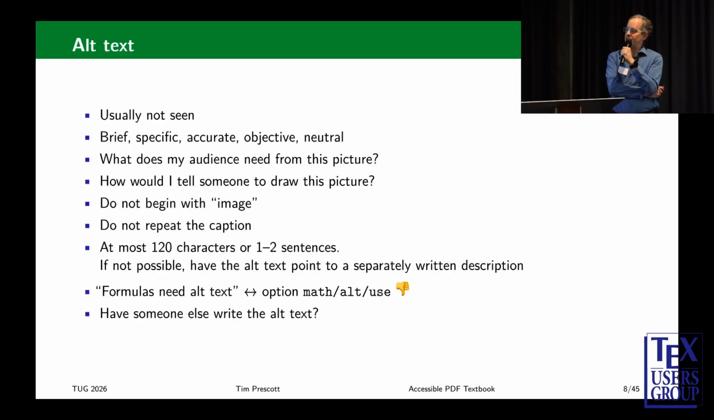Some guidelines that I've heard for alt text: you don't want to begin with "image," because the screen reader will often say "image," and then if you say "image," now we have a nice stuttering effect. You don't want to repeat the caption. They have the caption, so you don't need to repeat that again. When keeping it brief, at most 2 sentences is the idea. And the guideline I've seen is if you can't do that, then your alt text should point elsewhere for where you do have the longer description. I'll get back to that one.